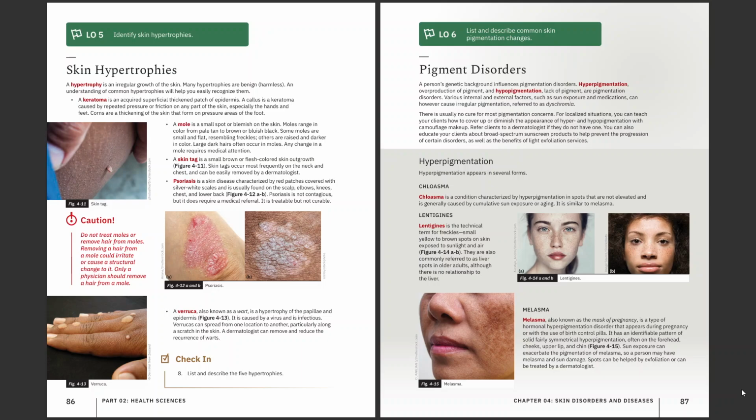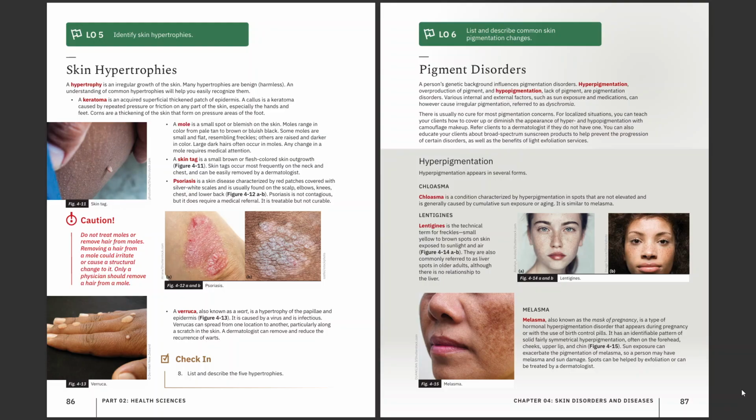Psoriasis is a skin disease characterized by red patches, covered with silver-white scales, and is usually found on the scalp, elbows, knees, chest, and lower back. Figure 4-12A-B. Psoriasis is not contagious, but it does require a medical referral. It is treatable, but not curable.